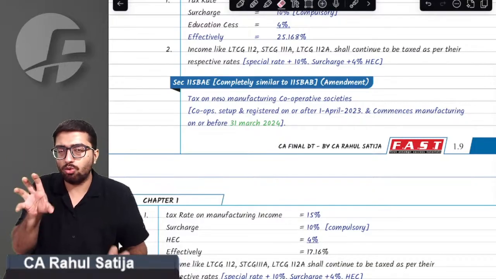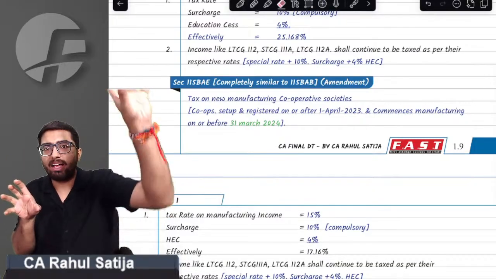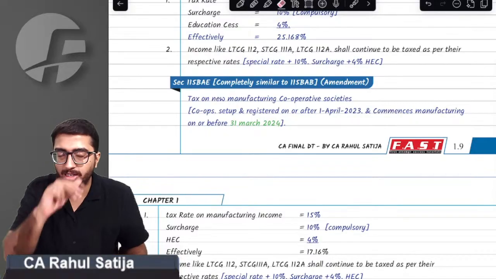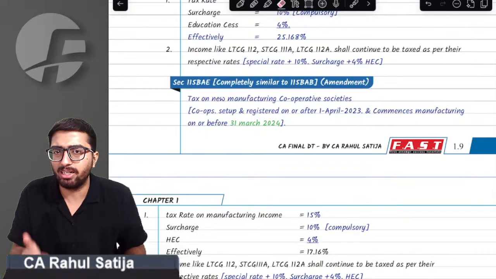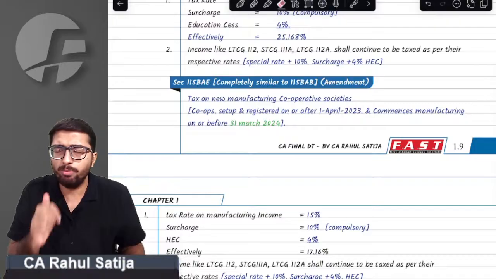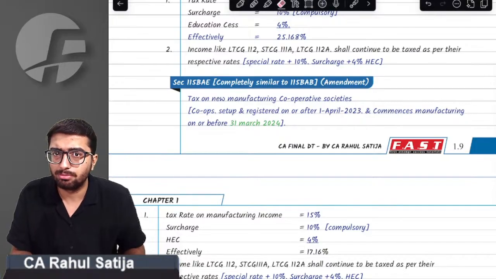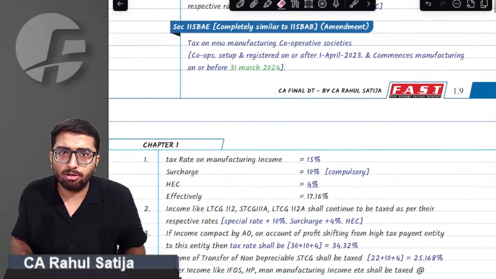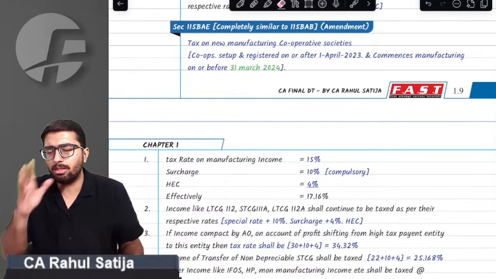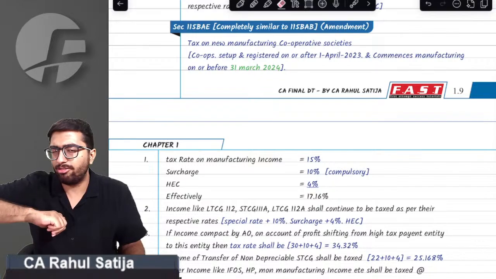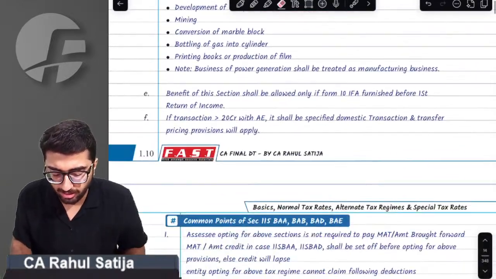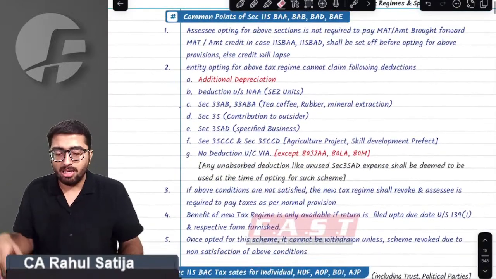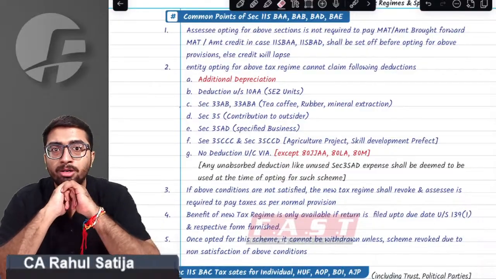If such a cooperative is found diverting income from high tax paying entities to low tax paying entities or provisions, the AO will charge tax at 30%. Apart from that, sir, if we have any kind of short-term capital gain on depreciable or non-depreciable assets, the way it was taxed in 115BAB, similarly it will be taxed in 115BAE. Simpler provision. So we have certain common points.